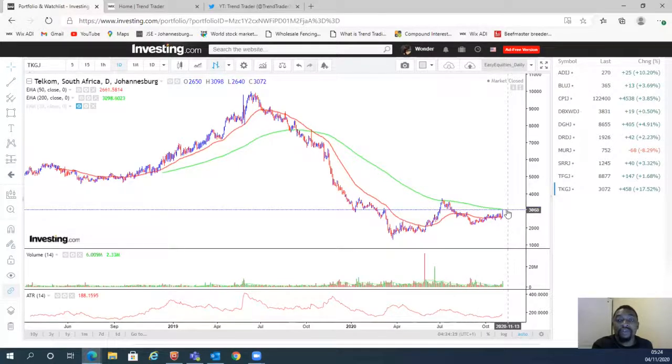So now we are waiting for the stock to trade above the 200 moving average, which would be a confirmation of a change in trend. At this moment, Telkom Group is on our watch list. We don't have a position yet. We want to see if it will indeed break above. But as you can see, the move yesterday was sustained by a large volume.